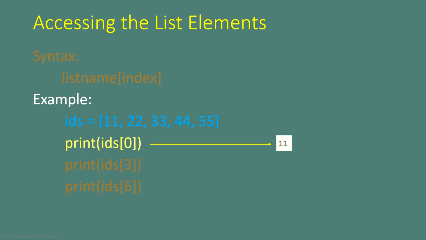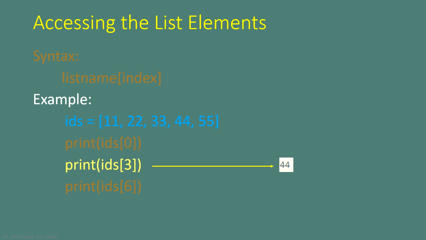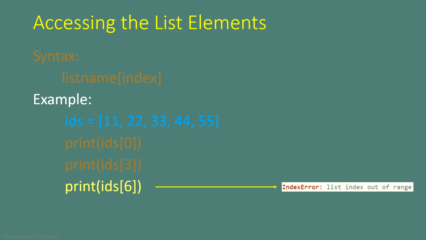Let's display IDS of 0. It will result in the value 11 on your screen. IDS of 3 will result in 44. But if we try to print IDS of 6, we'll be getting an error called index error, list index out of range, since we don't have any element at the position or at the index 6.